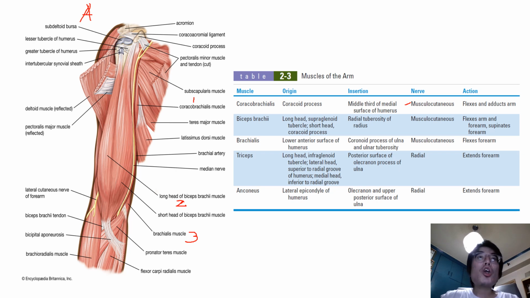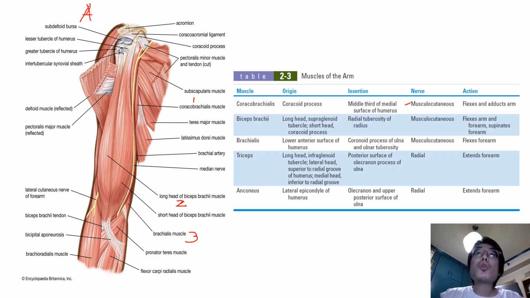The muscle occupying the bulk of the arm is the biceps brachii. The biceps brachii actually has a long head and a short head. The origin of the long head is the supraglenoid tubercle, whereas the origin of the short head of the biceps brachii is the coracoid process, which is again from the scapula. This is the long head of the biceps brachii, and over here is the short head.